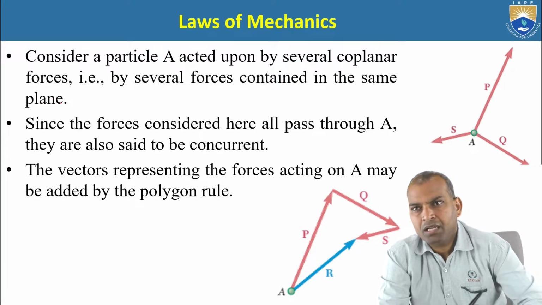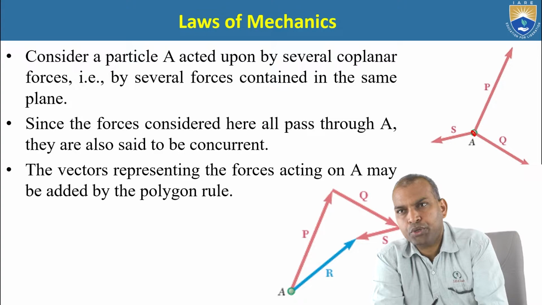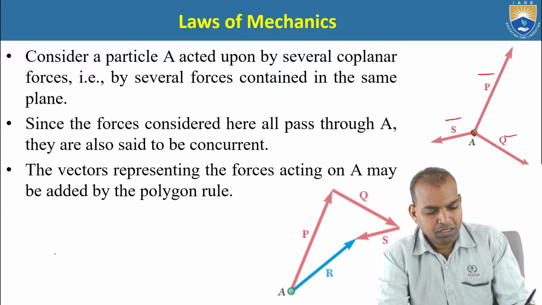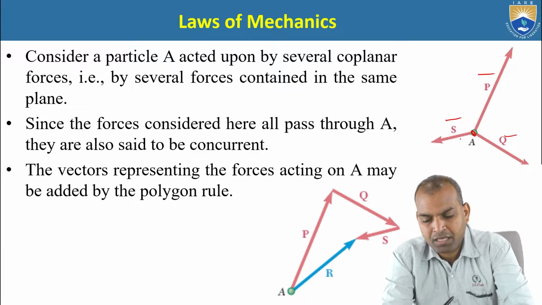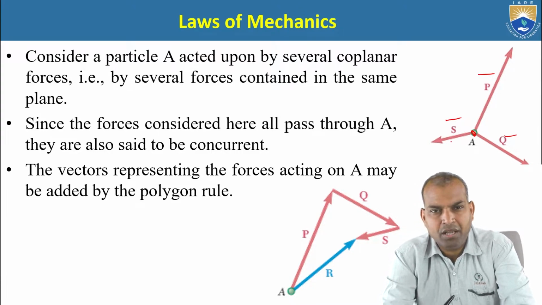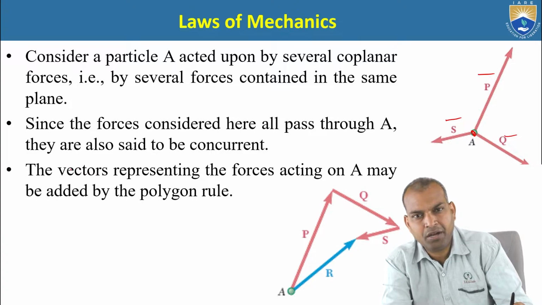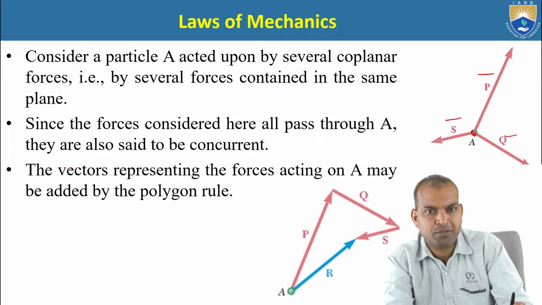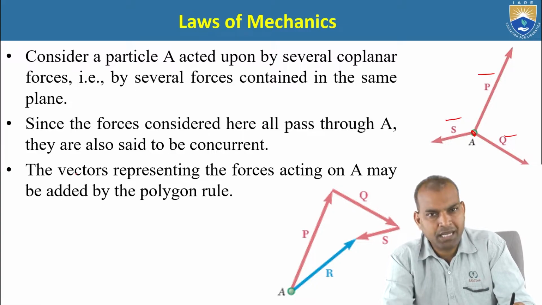So here, on particle A, several forces are acting: P, Q, and S. These P, Q, and S are acting on point A in different directions with different magnitudes. Alright, so how to find the resultant force? What does resultant mean? The effect of all these three forces replaced by a single force. That single force is known as the resultant of the forces P, Q, and S.